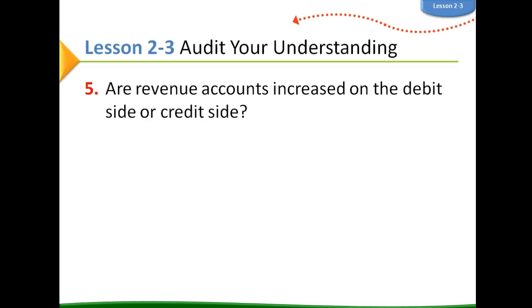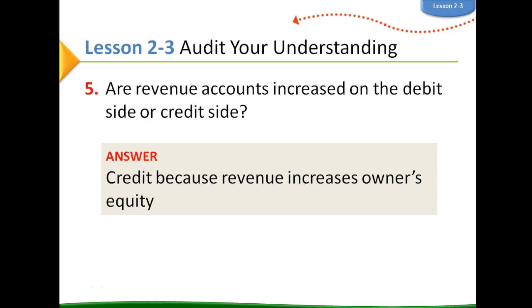Are revenue accounts increased on the debit side or the credit side? So revenue accounts, where do we put revenue accounts? Are they on the left side of the accounting equation or the right side of the accounting equation? And once we know where they are in the accounting equation, we can easily identify that revenue accounts are increased on the credit side because revenue increases owner's equity.